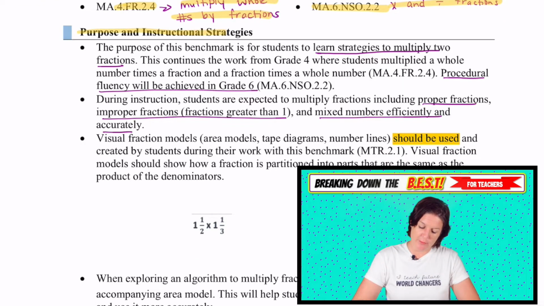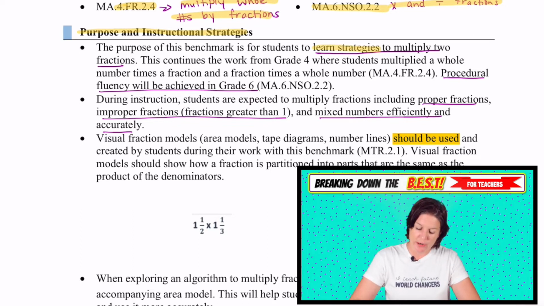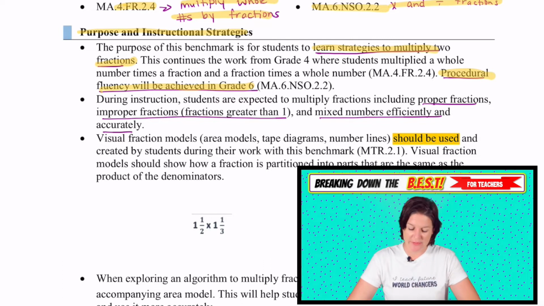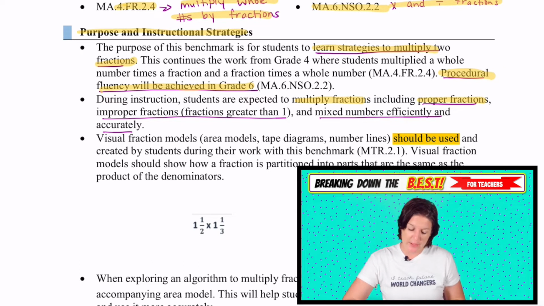Here it says, for purpose and instructional strategies, the whole purpose of this benchmark is for students to learn strategies to multiply 2 fractions. Oh, and it does say right here, procedural fluency will be achieved in grade 6. So we're all about the strategies right now, and our goal is for 6th grade for them to have that procedural fluency. Students are expected to multiply fractions, including proper fractions, which would be with a fraction less than 1, improper fractions, which are fractions that are greater than 1, and mixed numbers efficiently and accurately.